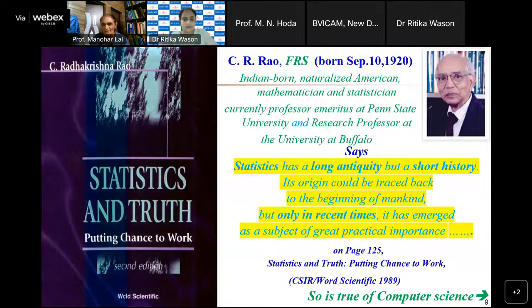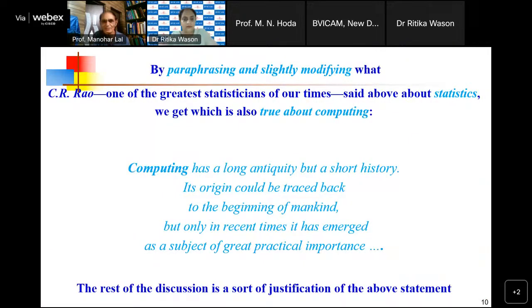But in our case, what is its relation to computing? By paraphrasing and slightly modifying what C.R. Rao has said about statistics, we can say about computing: friends, computing has a long antiquity, but a short history. Its origin could be traced back to the beginning of mankind, but only in recent times has it emerged as a subject of great practical importance. The rest of the discussion is a sort of justification of the above statement.